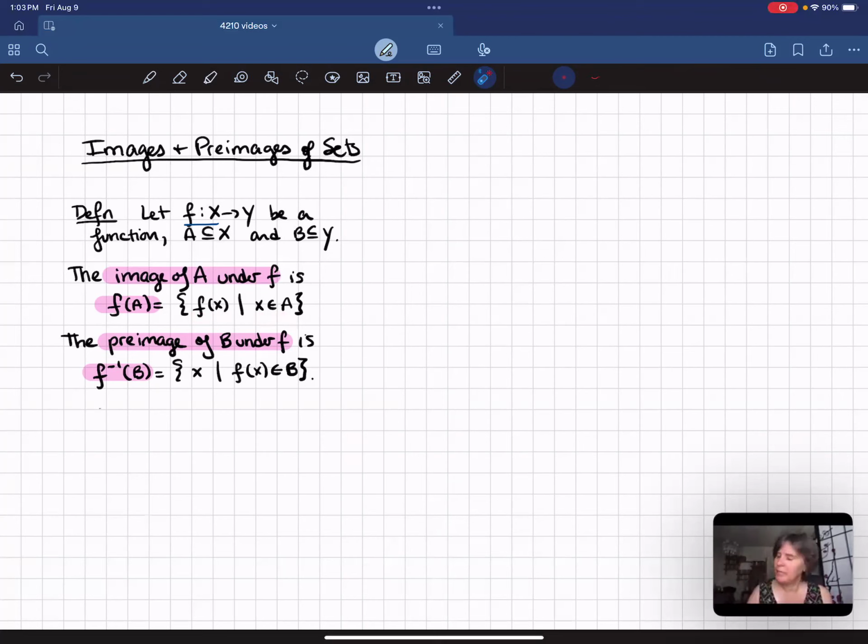Now the pre-image of B under f is written as f inverse of B. You might hear me sometimes say f inverse of B, or the inverse image of B, or the backwards image of B, or the pre-image of B. These are all things that I might say when I'm talking about the pre-image of B. It is the set of all things of the form x such that f of x lands in B. So it's all the things in your domain that the function makes land in B.